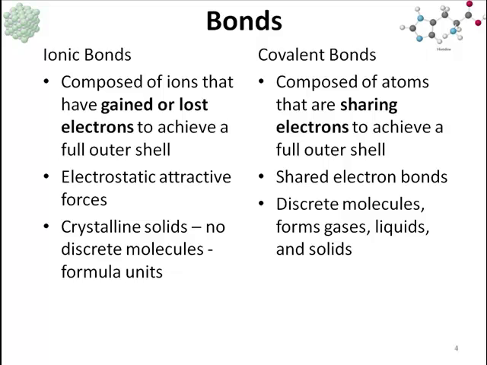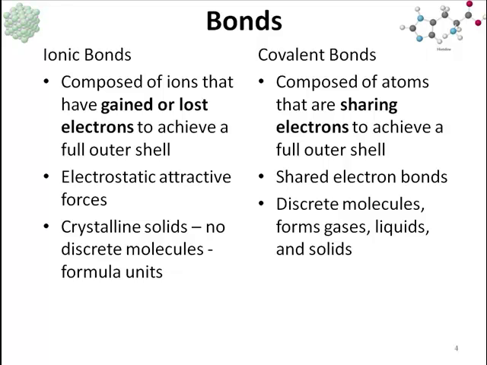Ionic bonds tend to be crystalline solids, no discrete molecules or formula units. So when you say NaCl, you're actually talking about millions and millions of Na and millions of Cl at a 1-to-1 ratio combining together to make a crystalline solid. You never ever find NaCl by itself, just one Na and Cl hanging out. You will not find them by themselves.